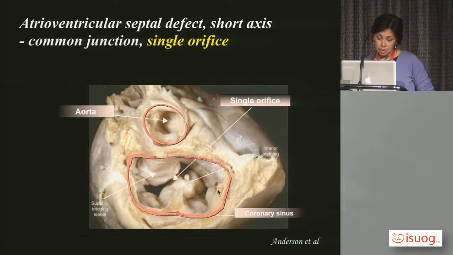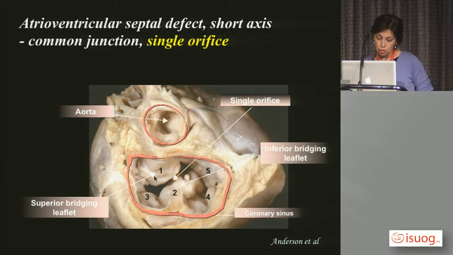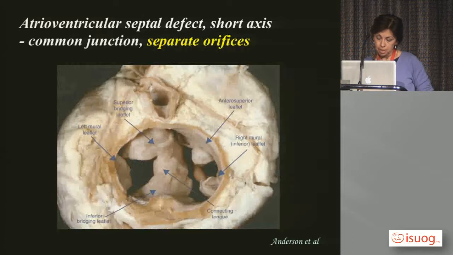So this valve in this example has a single orifice, and that's therefore a complete atrioventricular septal defect. But the valve does not resemble anything like mitral tricuspid valves, and it normally has 5 leaflets, and the anterior leaflet and the posterior leaflet are called bridging leaflets because they go from one side to the other side, from one ventricle to another. And we have mural leaflets and posterior leaflets here. So the superior bridging and this coronary sinus behind the heart here.